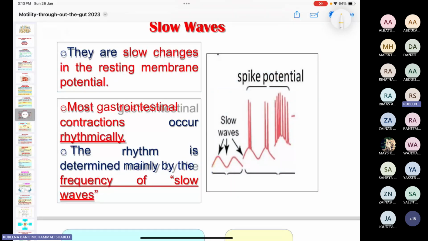See, this is the slow wave, and these are the spikes.